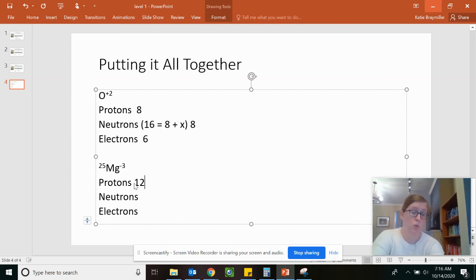My protons should be 12 because they still equal the atomic number. Remember, mass equals protons plus neutrons. If I know the mass is 25 and I know the protons are 12, I can find my neutrons, which are 13. My electrons are usually equal to my protons, which are 12, but I know that it gained 3 electrons because it has that negative 3 charge. As a result, the electrons should be 15. At this point, please pause the video or stop the video and do the questions at the bottom of the page.